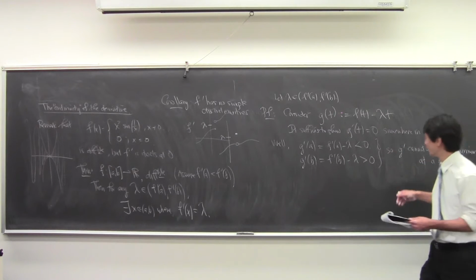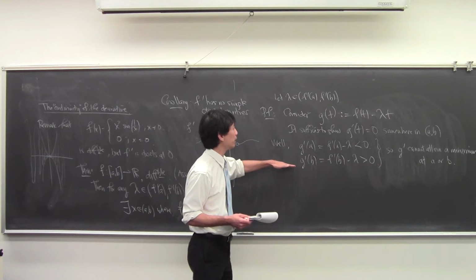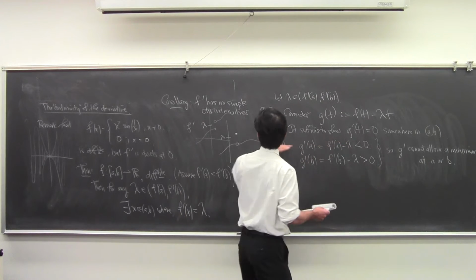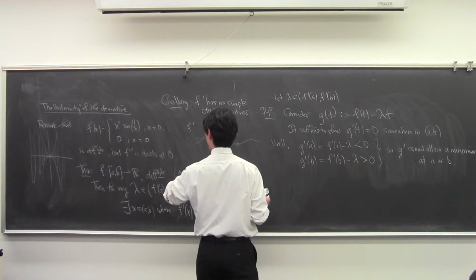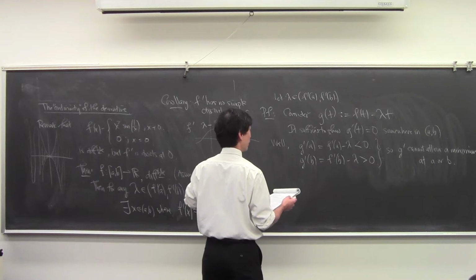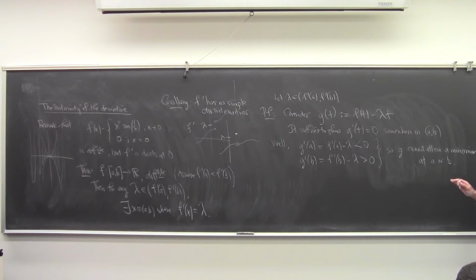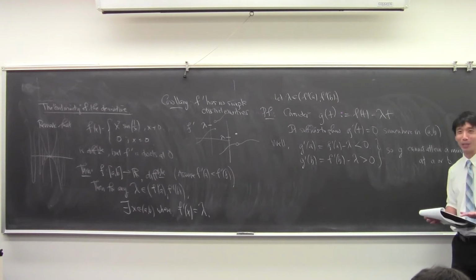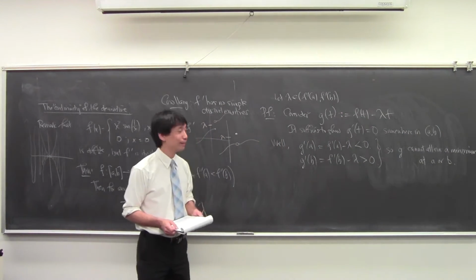Okay. So g cannot attain its minimum at A or B. Wait, I'm sorry, what am I saying? I'm crazy. G cannot attain its minimum at A or B. Yeah, okay, now you're okay.